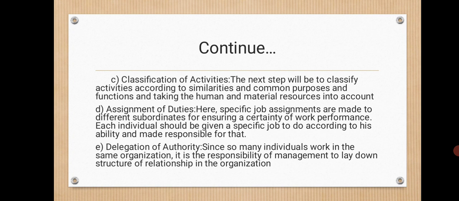Next, the assignment of duties. Here, specific job assignments are made to different subordinates for ensuring certainty of work performance. Each individual should be given a specific job to do according to his ability and made responsible for that.